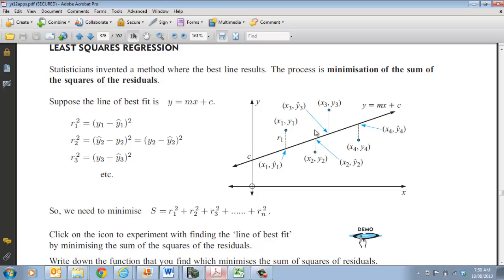If you can imagine, what we're trying to do is reduce that distance for all these points. So to minimize that, what you do is you square those distances, and then you look at the value S that you get. You're trying to get the S value as low as possible. Now obviously, if you've got one value that's really off the line, quite clearly an outlier, then that's going to affect your line of best fit.